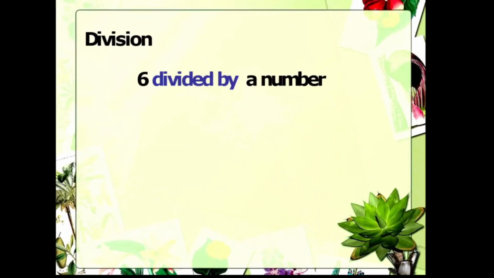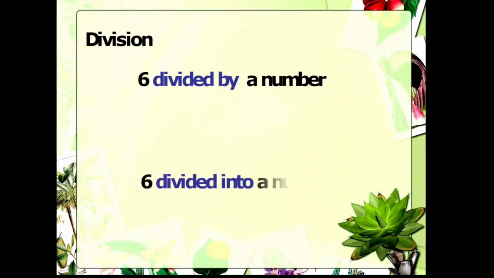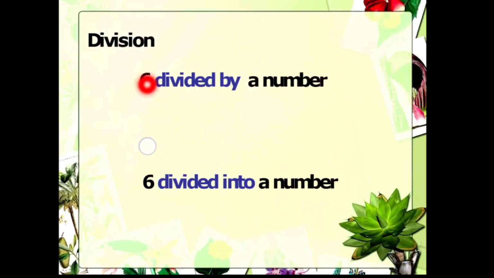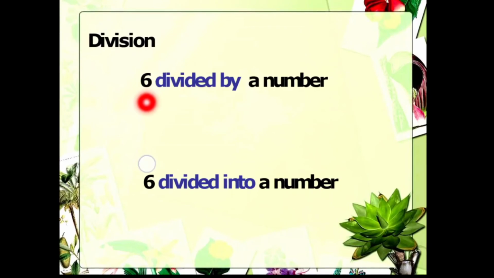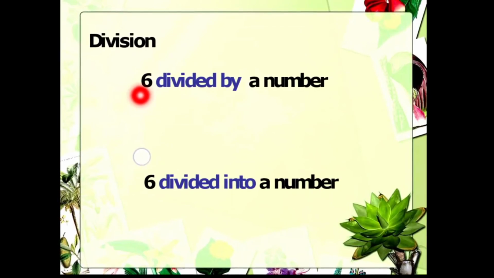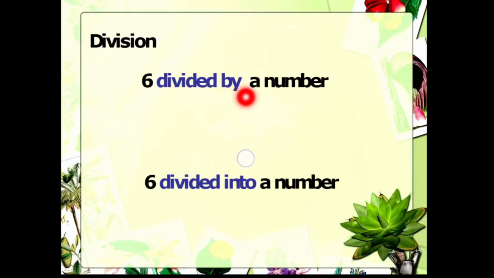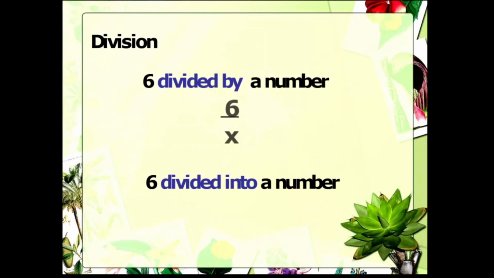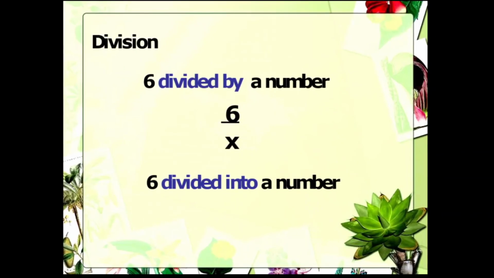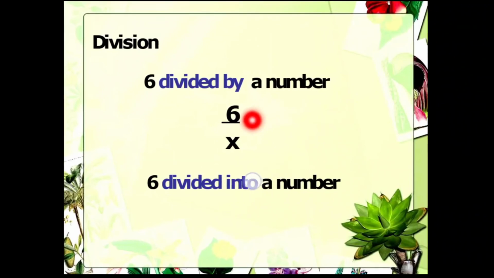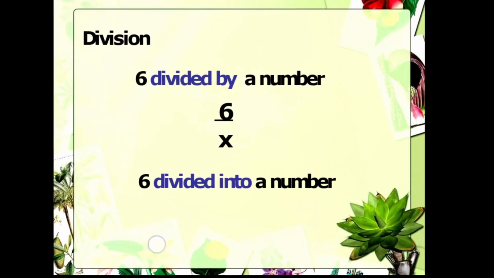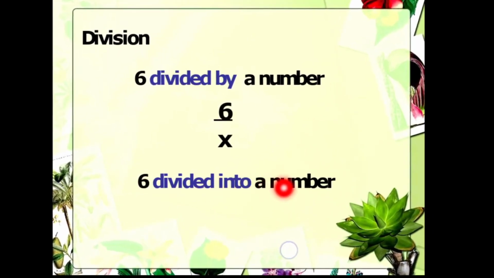Next, division. First, we have divided by. So 6 divided by a number. Then divided into: 6 divided into a number. For divided by, it means that you have to write it based on the order of the given. So write 6, then divided by, then the letter that is the missing number or unknown. So our answer for that is 6 over x. 6 divided by a number. Next, divided into. You have to divide a number by 6.